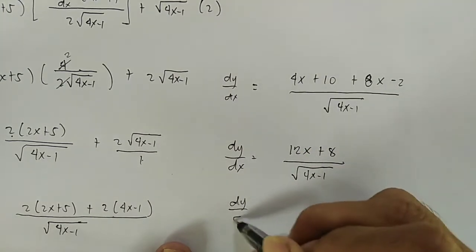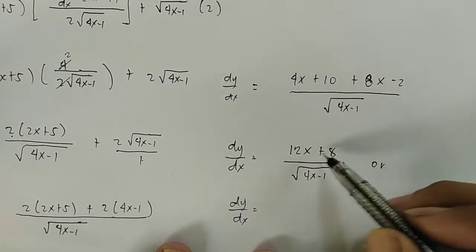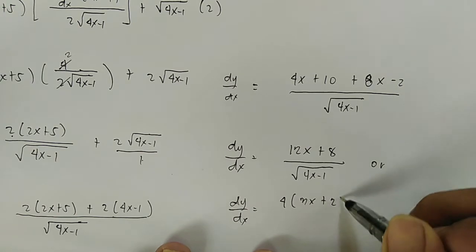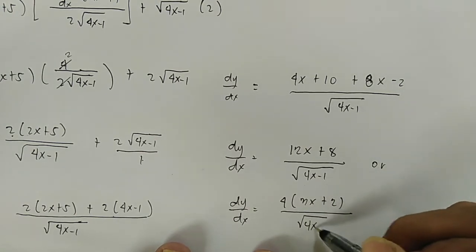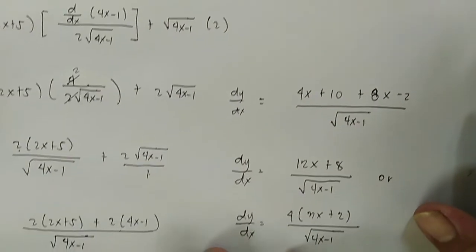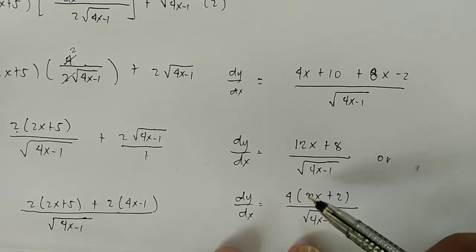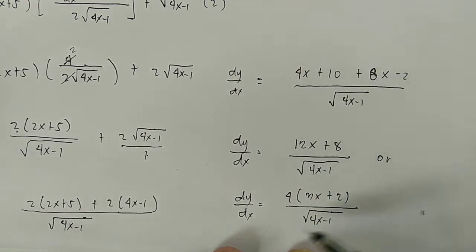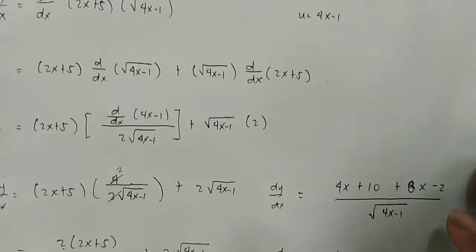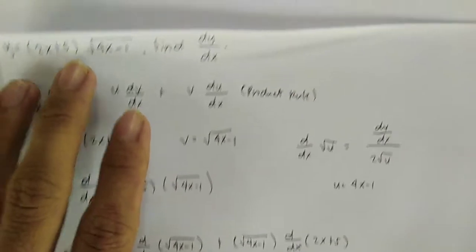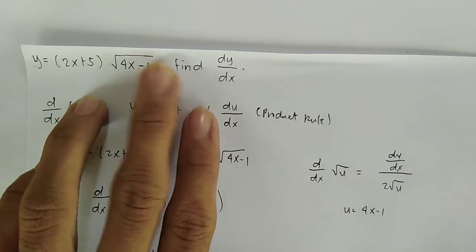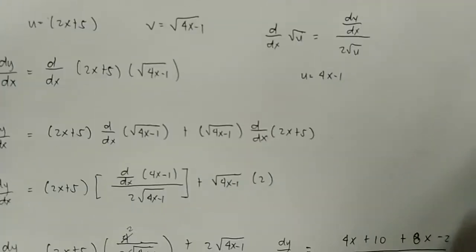So, sasabihin ng dy over dx. Pwede rin na, or the common factor is 4. So, 3x plus 2 all over square root of 4x minus 1. So, either of the two can be considered as an answer. So, the derivative is equal to 4 times the quantity of 3x plus 2 all over square root of 4x minus 1, or 12x plus 8 all over square root of 4x minus 1, or the derivative of the function defined by y is equal to the quantity of 2x plus 5 times the quantity of square root of 4x minus 1. So, yan yung proseso kung paano isolve.